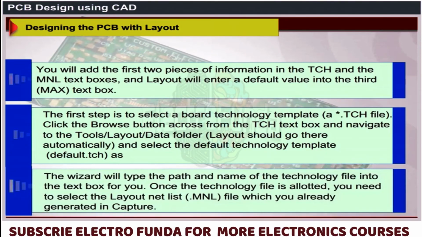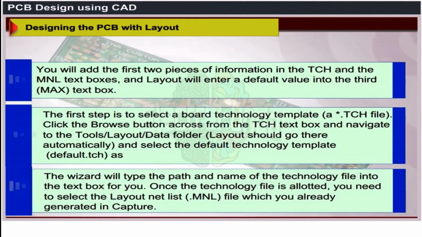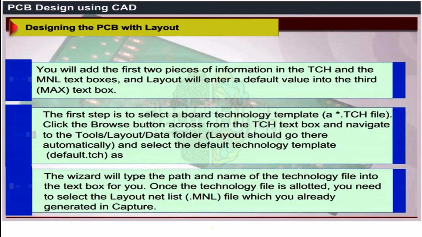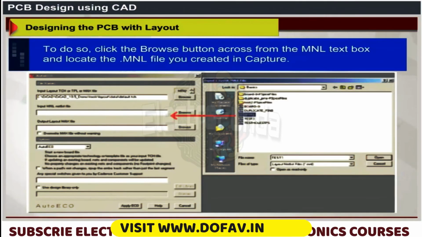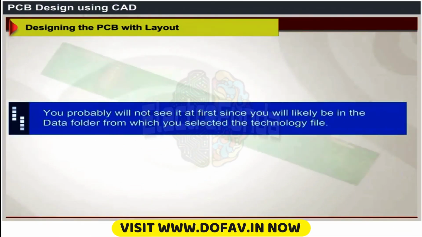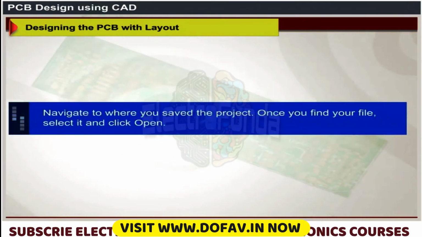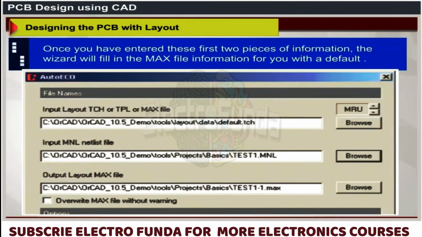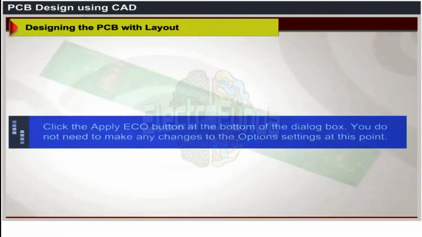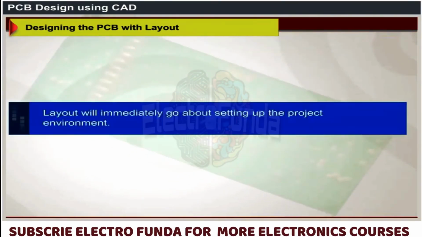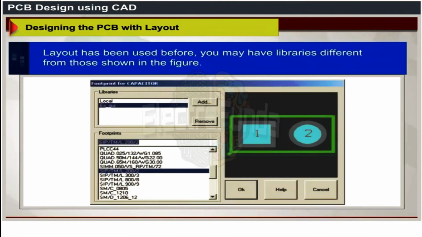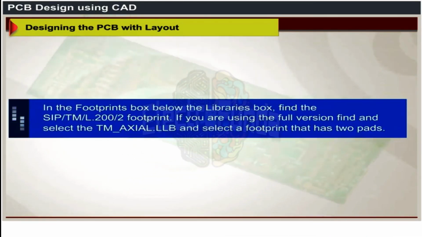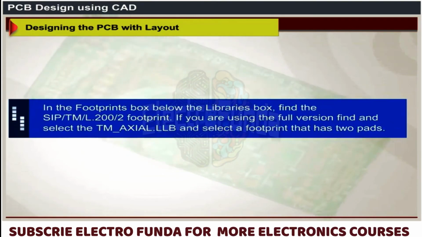Once the technology file is assigned, you need to select the layout netlist, that is the .mnl file you generated in Capture. To do so, click the Browse button across from the MNL text box and locate the .mnl file you created in Capture. You probably will not see it at first since you will likely be in the data folder from which you selected the technology file. Navigate to where you saved the project. Once you find your file, select it and click Open.